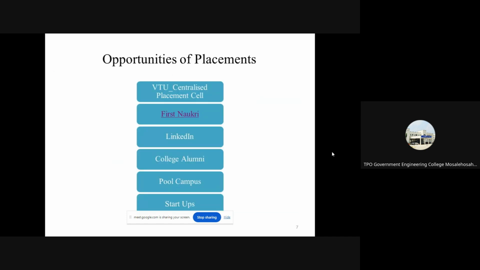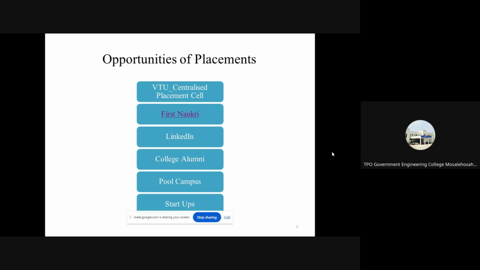What are the opportunities? Once the students are trained, what are the opportunities for placements? We, government institutes, specifically engineering colleges, depend on VTU, and there is a centralized placement cell which gives us ample opportunities. But what happens is they have to cater to a vast number of colleges, around 200 plus. There is no centralized placement cell only for government institutes. There is one placement cell for the entire 200 plus colleges. So it is difficult, but we are trying to give our best.